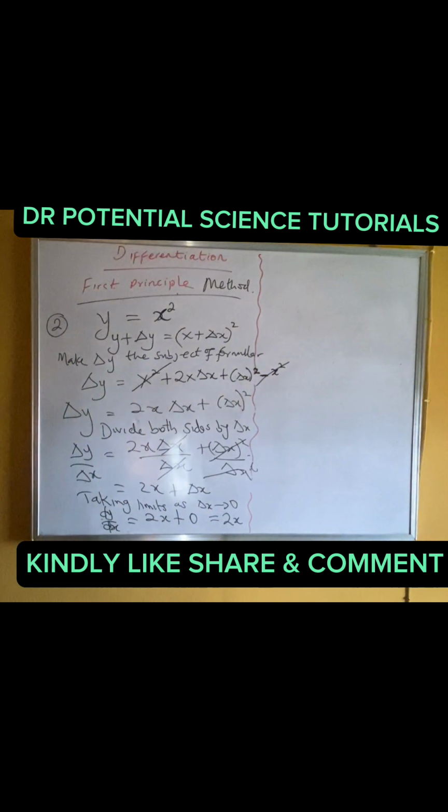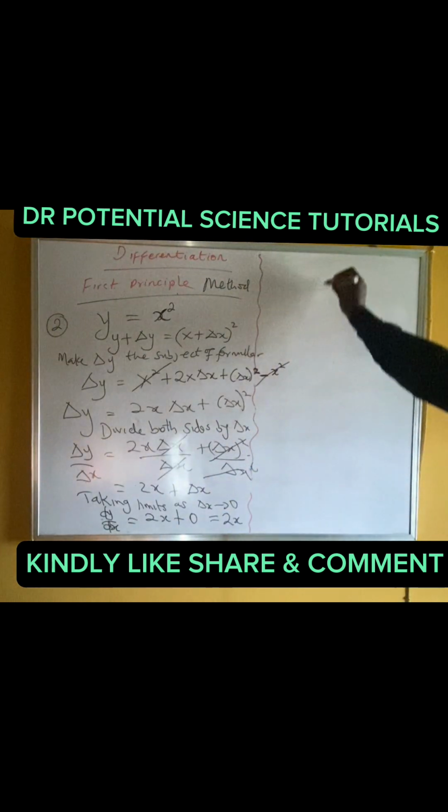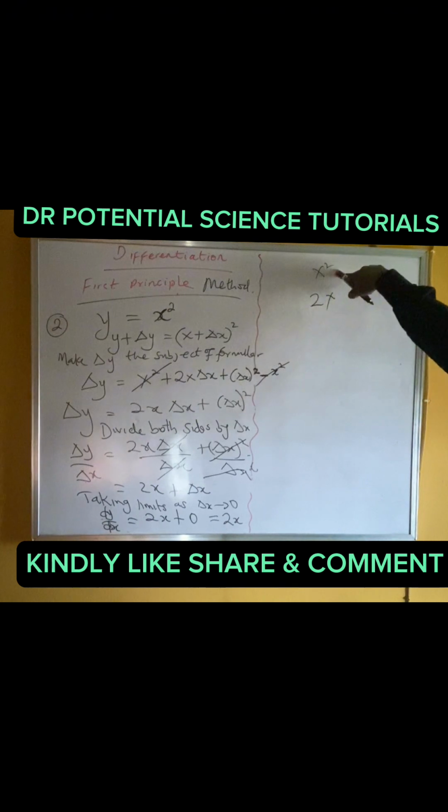To quickly verify, differentiate x squared: 2 times x raised to power 1, so 2x, having removed 1 from the power. So that means we are correct.